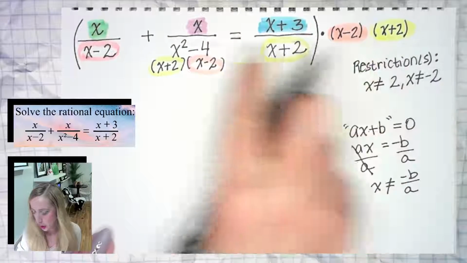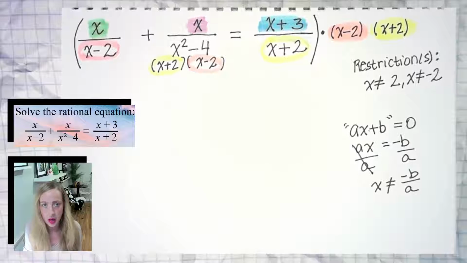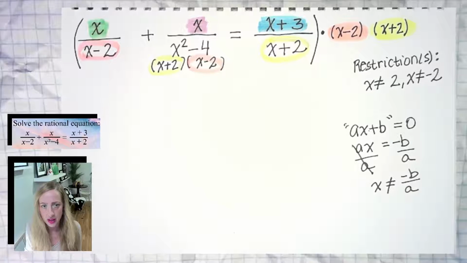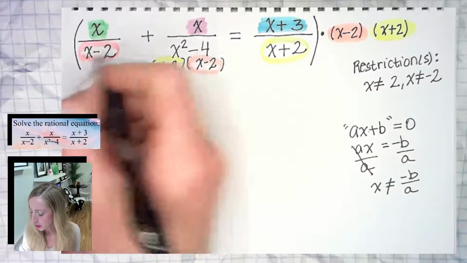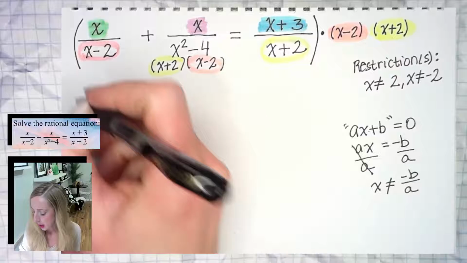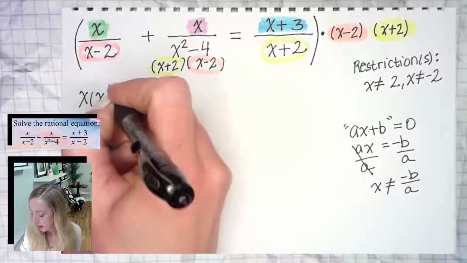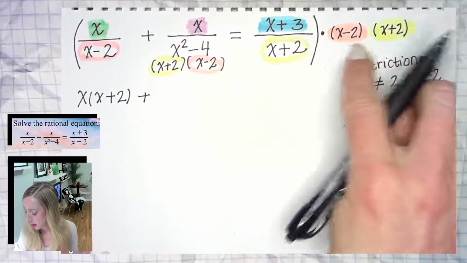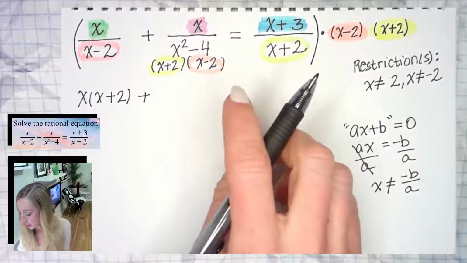So orange and yellow multiply into the green over orange. So what happens? Well, we don't need to write out all the denominator stuff. We can kind of just get right to the point. Orange, yellow, green over orange. Oranges reduce out, and then we just have the green, x, times the yellow, x plus 2, plus orange, yellow times purple over orange and yellow.